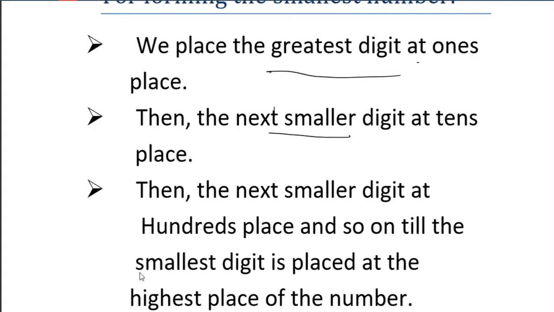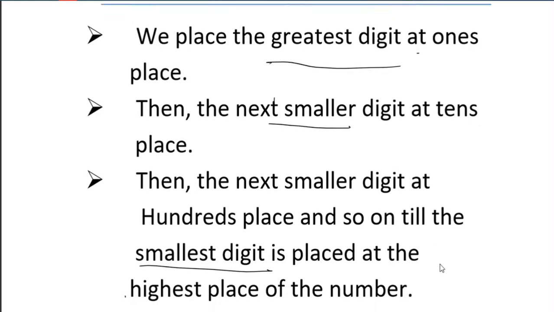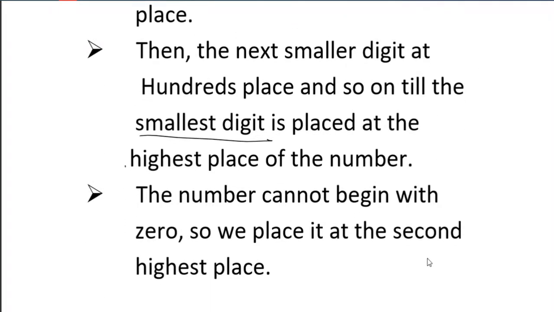You have to write that till the smallest digit is placed at the highest place of the number. So how many digits decide how many places there are. And a very important rule is the fourth rule, children. The fourth rule is very important. So what is that rule?